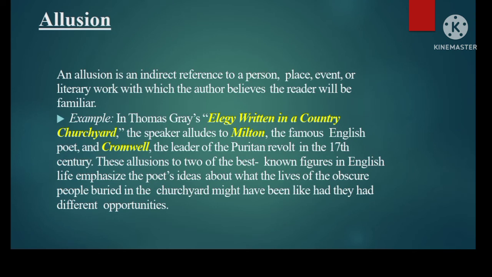Allusion. Allusion is an indirect reference to a person, place, event, or literary work with which the author believes that the reader will be familiar. Actually, the purpose of allusion is to give emphasis to the thing that you want to explain. The best example can be seen in Thomas Gray's work, Elegy Written in a Country Churchyard. The speaker alludes to Milton, the famous English poet, and Cromwell, the leader of the Puritan revolt in the 17th century. So this was about allusion.